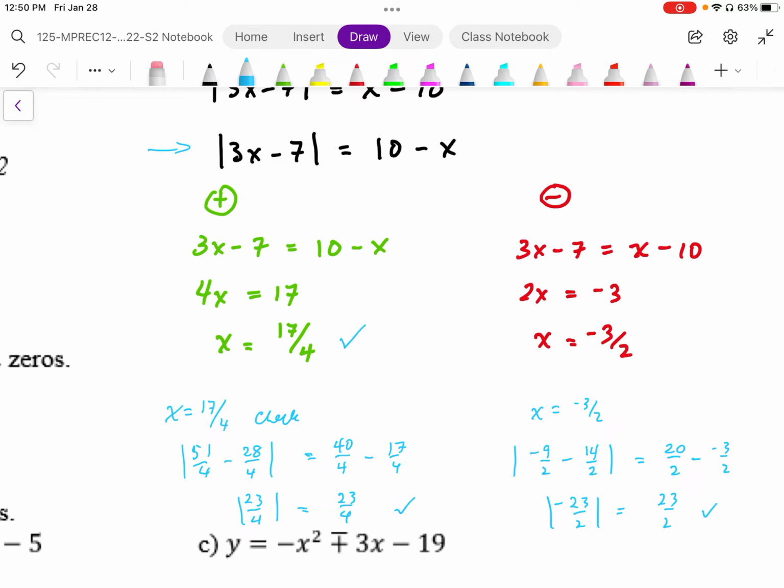That works out. So these are both good solutions. We do not have any extraneous solutions in this example.